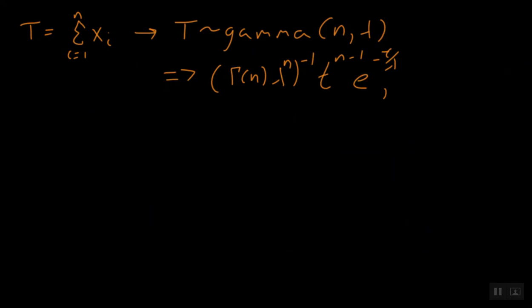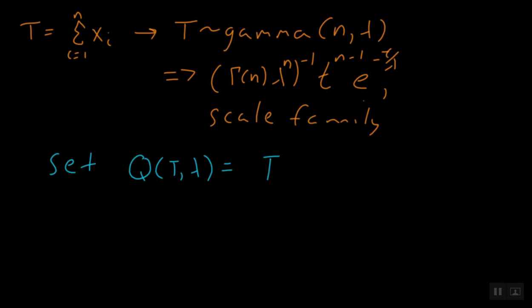which has the PDF of 1 over gamma of n times lambda to the n, all of that raised to the negative 1, t to the n minus 1, e to the negative t over lambda, where this is actually going to be a scale family. And this is important because we can set our pivot quantity Q of T and lambda equal to 2T over lambda by multiplying by a scale factor of 2 over lambda.